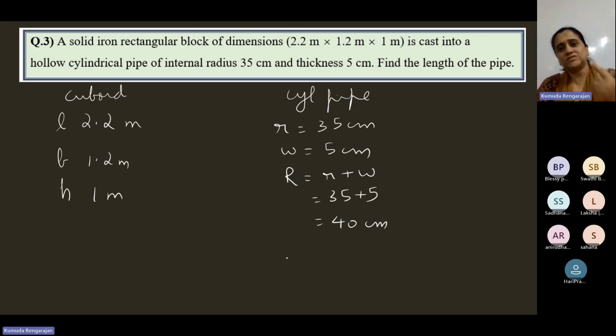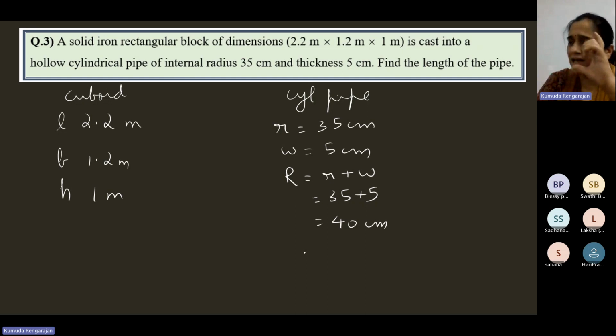All right. So for the cylindrical pipe, we need the smaller radius, we've got it. And we also need the height. The length of the pipe is the height. The pipe is a cylinder here. Length of the pipe meaning height of the pipe. So H we don't know. You can call it H1 also because we already have H here.